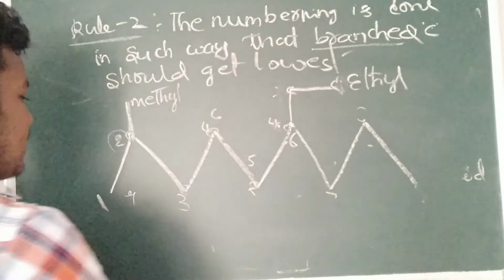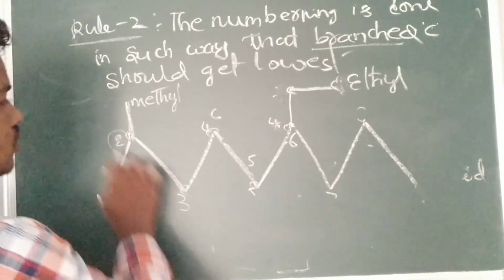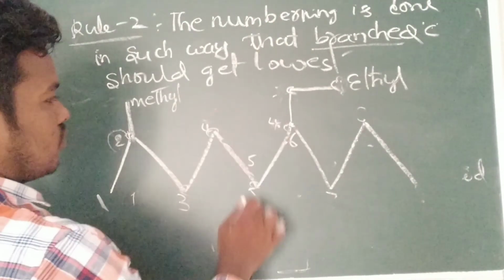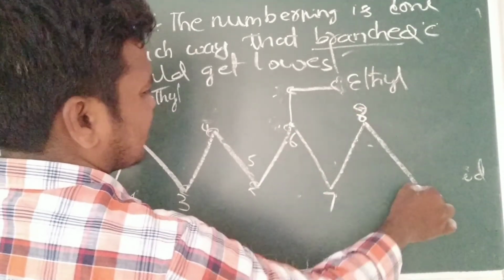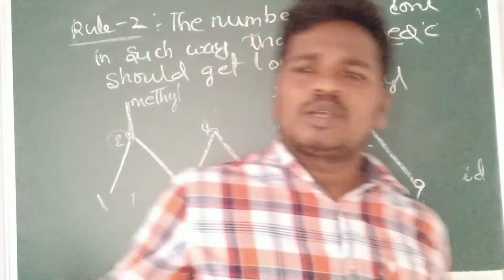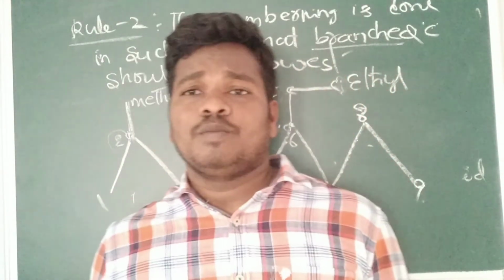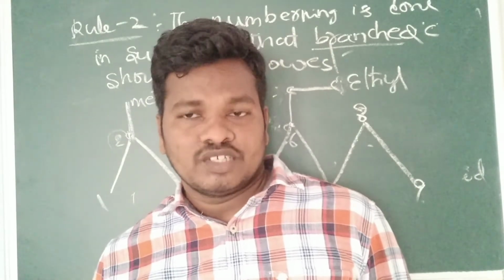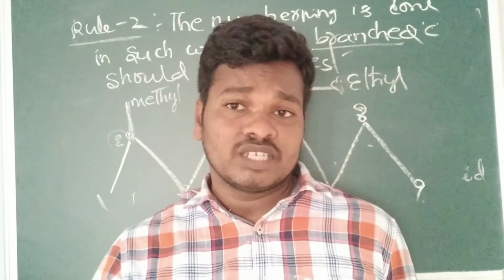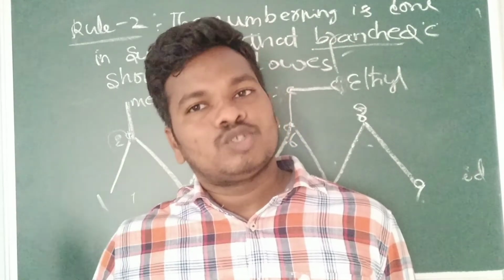So what is the name? Correct naming. 1, 2, 3, 4, 5, 6, 7, 8, 9. So in a given organic molecule, whatever it may be, first identify the principal chain, the highest carbon chain. Second, identify any branched chains that are present. The branched chain should get the least number.